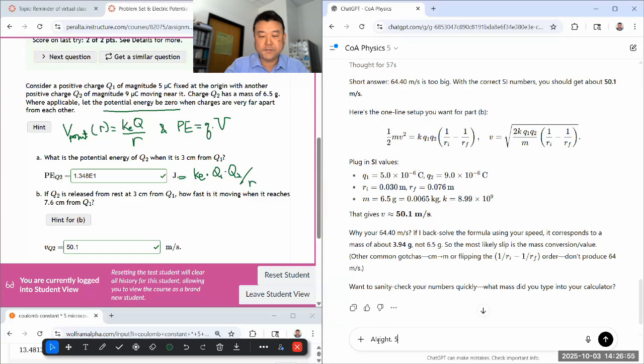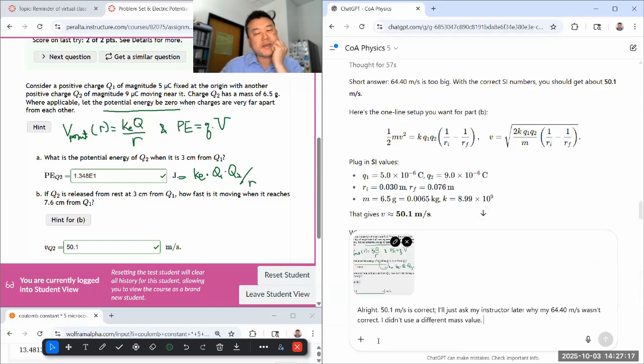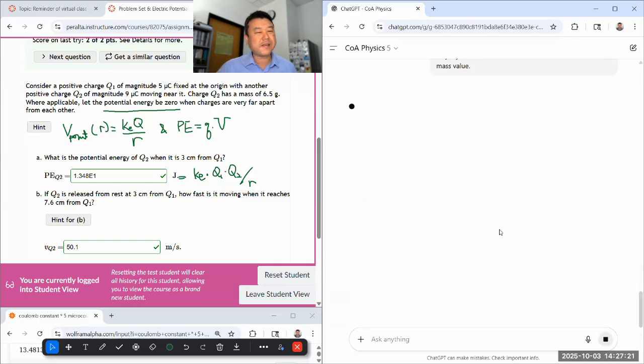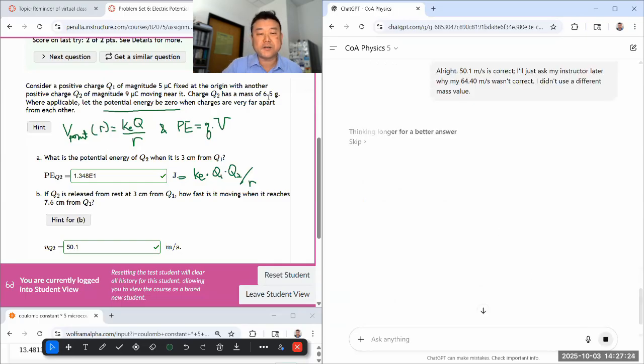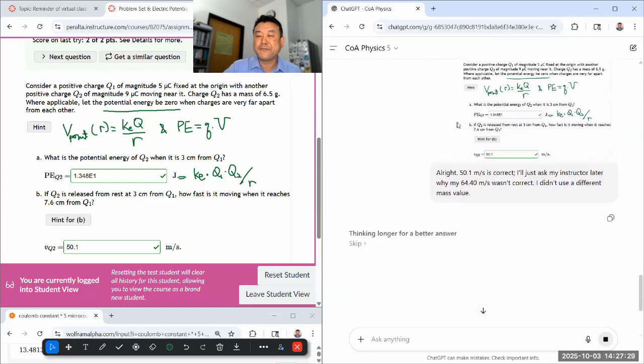All right, 50 is correct. I'll just ask my instructor later why my 64.40 meters wasn't correct. I didn't use a different mass value. I've seen ChatGPT guess that as a mistake before, and I don't think that's likely. I mean, it's one thing if it's similar to the number you have, but you're not just going to pick another random value of mass.